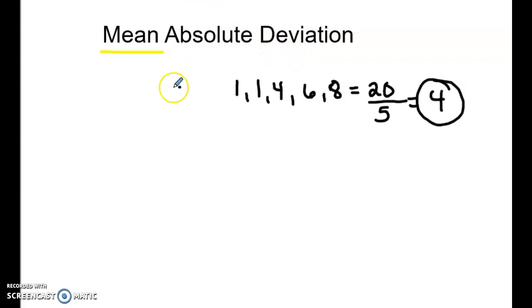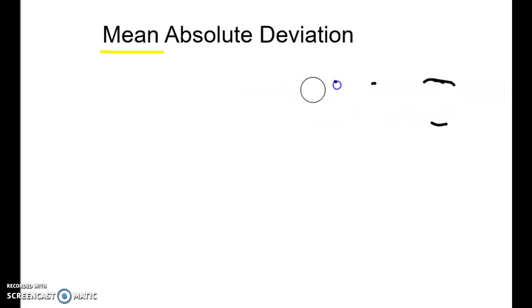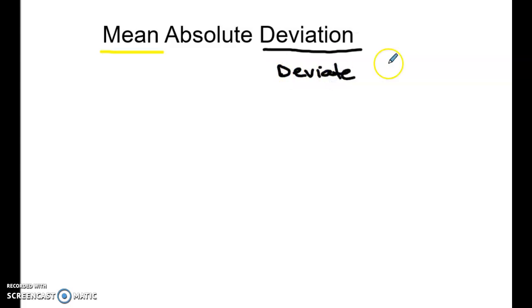What mean absolute deviation means is we are going to take the data set of numbers and its mean, after we find its mean, and we're going to analyze and summarize this numerical data by finding out how far away these numbers are from the mean. How far does it deviate? Okay, so the word deviate comes from the word deviation. And let's just discuss what deviate might mean.